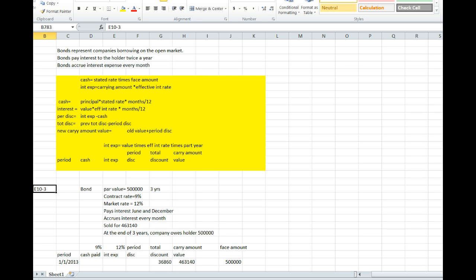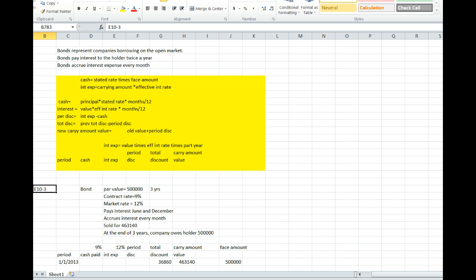So what the market does is adjust the price of the bond down. We're not going to give you the full $500,000. We're going to give you less. In the example we're going to look at, the company is going to sell their $500,000 bond for $463,000. Wow, seems like quite a discount.